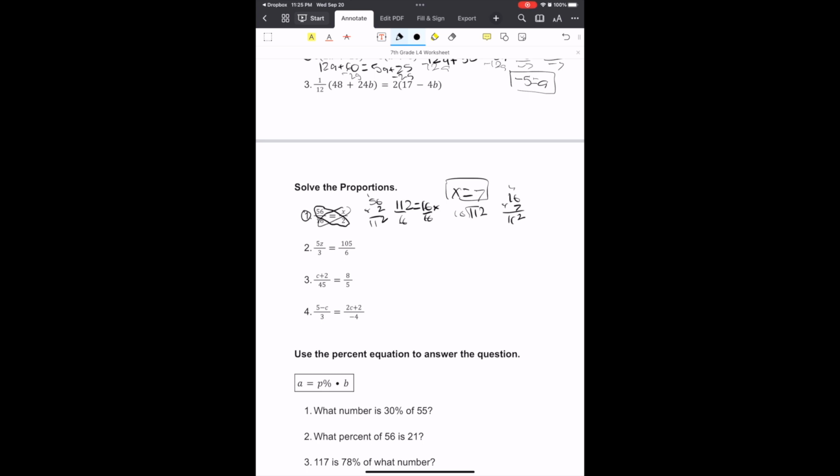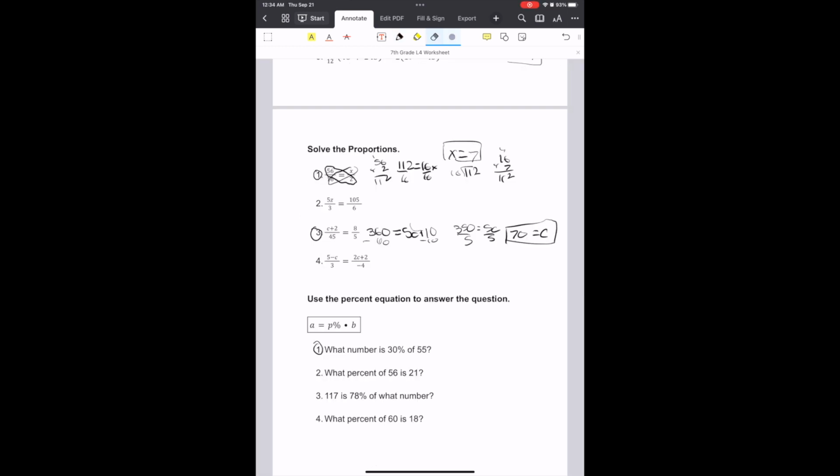Then we could do number 3. So same thing here. 45 times 8 is equal to 360, which is equal to 5c plus 2. So what you want to do is, 5c plus 10. My apologies, guys. So then what you want to do is subtract 10 from both sides. So you get 350 is equal to 5c divided by 5. You get 70 is equal to c.